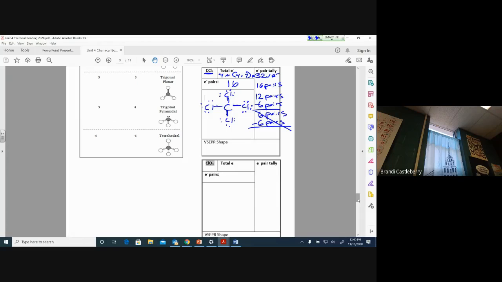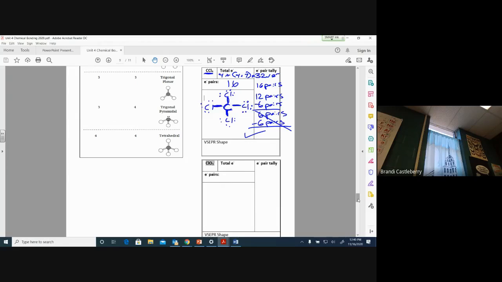The next rule says to make sure, no, actually it says if you have any leftovers, put them on the center. I don't have any leftovers, so no more for the center. Lastly, just check to make sure your central atom is happy, that it has 8. So it is sharing 1, 2, sharing 3, 4, 5, 6, 7, 8. So it has 8, so it's done.